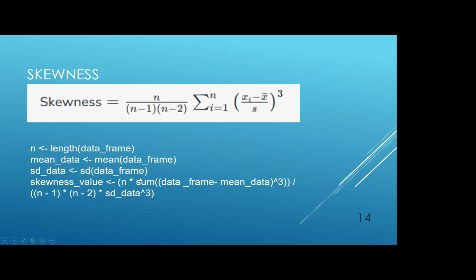So what does this one basically mean? We are just converting this formula into some code. We are using a function called length to calculate how many values there are, n. Then we calculate the mean and the standard deviation, because here x bar is the mean and s is the standard deviation. In fact, this capital S is the sample standard deviation. And we can calculate the skewness easily without even using an additional package.